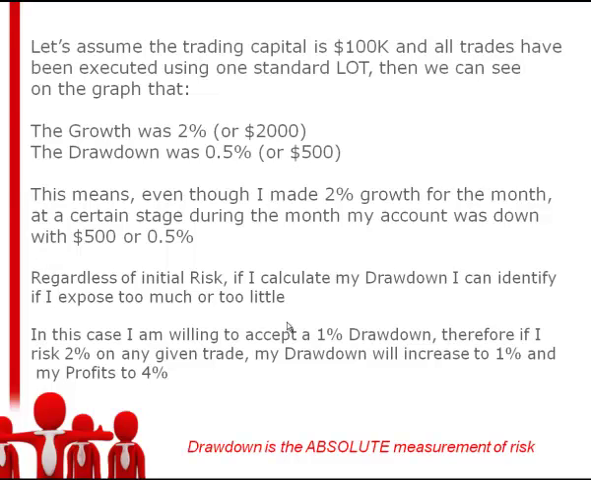And this is what you want to do. In this case I'm willing to accept a 1% drawdown. So if I now risk 2% on a given trade, which means I effectively trade with 2 standard lots, my drawdown will increase to 1%, but all of a sudden my profits will increase to 4%. So once again, drawdown is the absolute measurement of risk, and if you can find a way to minimize your drawdown, you can actually expose more for the same amount of risk, and at the end of the day, make more money.